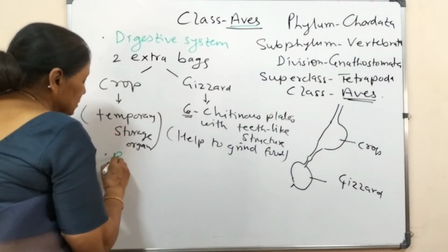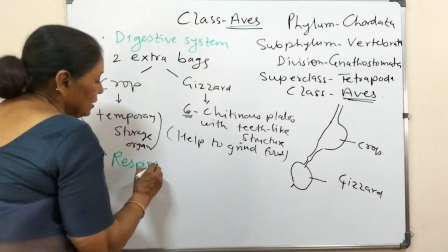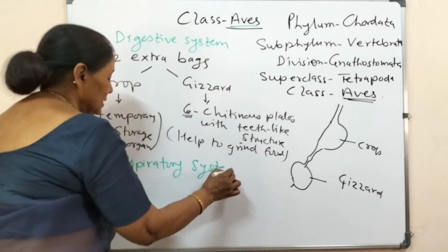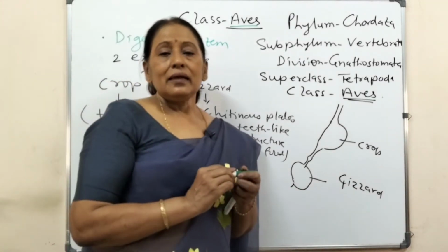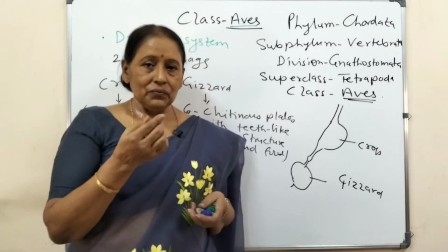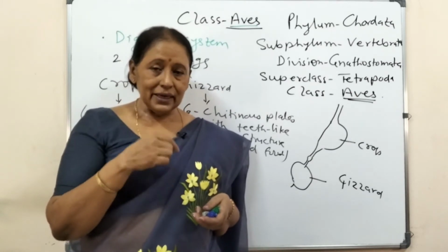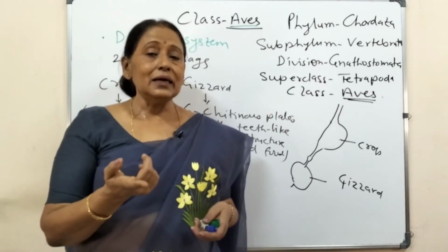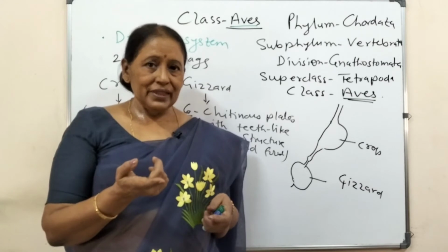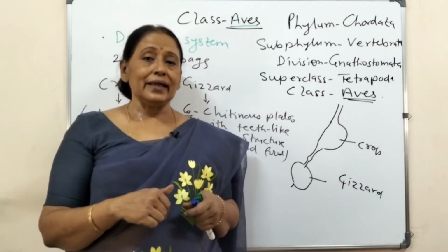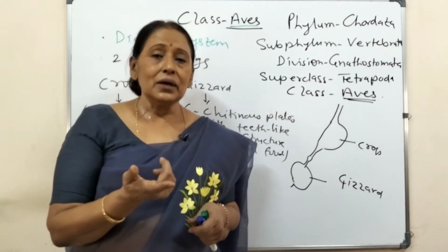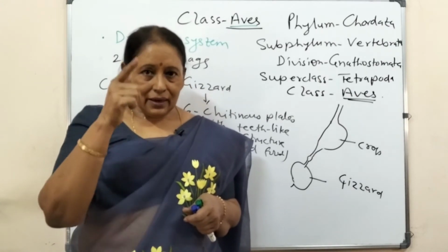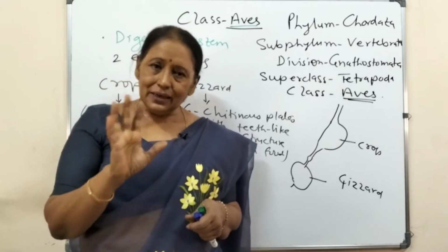Next, let us see the respiratory system. There is something very peculiar, or I should say very interesting, about their respiratory system. In our case, our lungs take in the oxygenated air during inhalation, then exhale the deoxygenated air. In, out, this is continuously going on.